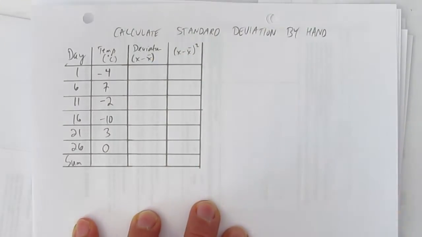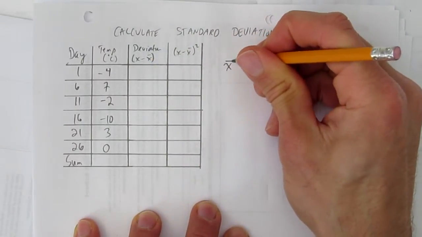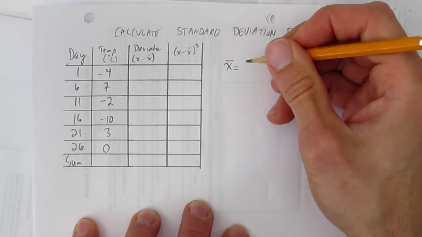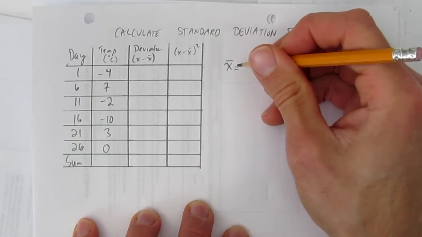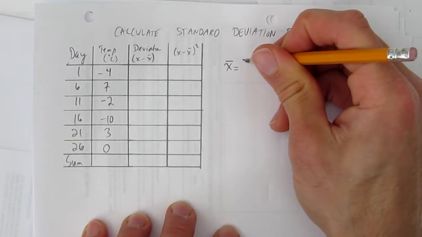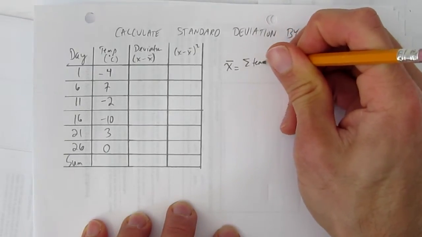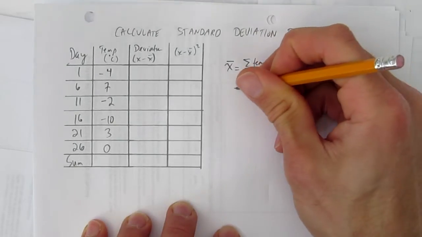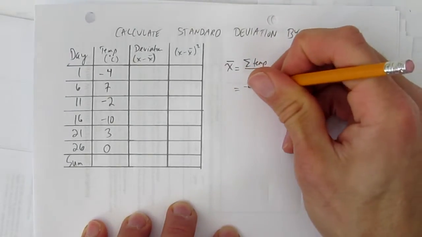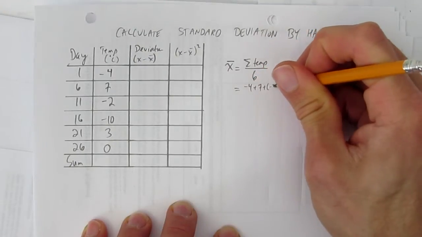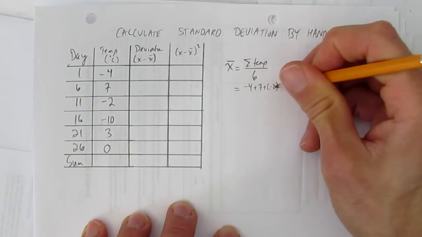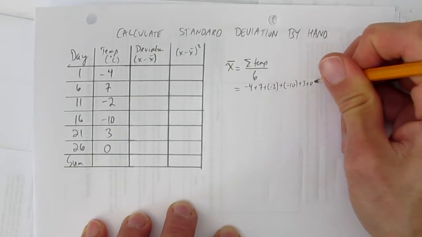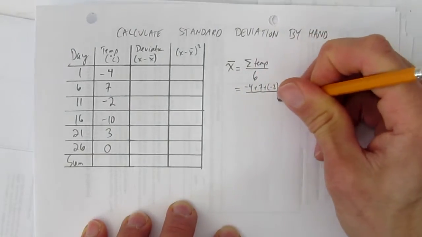X bar is the mean. But we don't have the mean yet. So we better calculate the mean. How do we calculate the mean? Well, we want to take the sum of the temperatures. We're going to add them all up and divide by how many there are. In this case, 6. So let's take -4, add 7, add -2. Need brackets here because of the plus on the minus. Plus -10 plus 3 plus 0, all divided by 6.